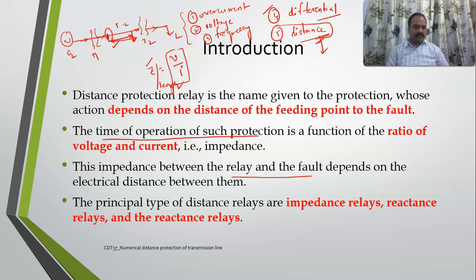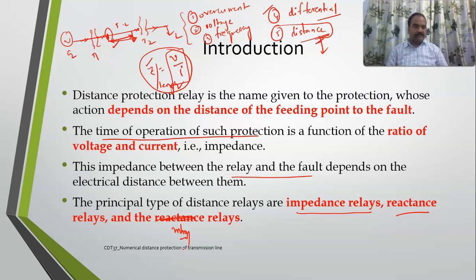This is a broad protection scheme. So if Z is V by I, it is not beyond your limits. If it is beyond your limits, then your relay will operate. There are so many types of impedance relays. We call them impedance relay, reactance relay, and mho relay. These are the relays which are generally employed.